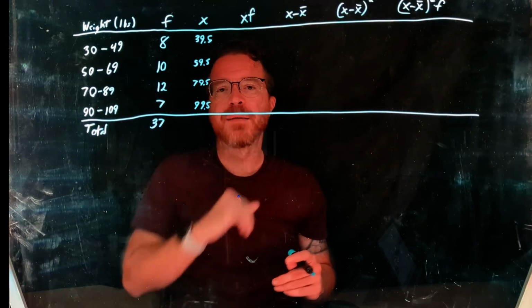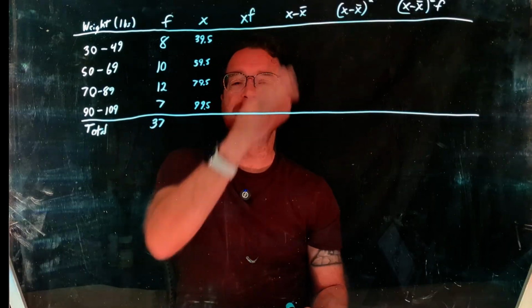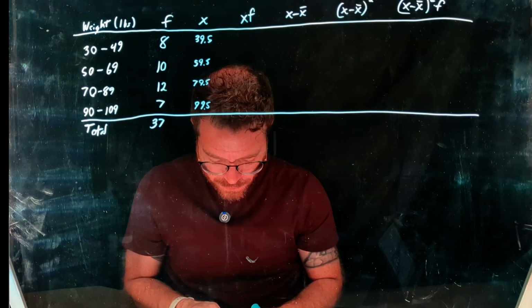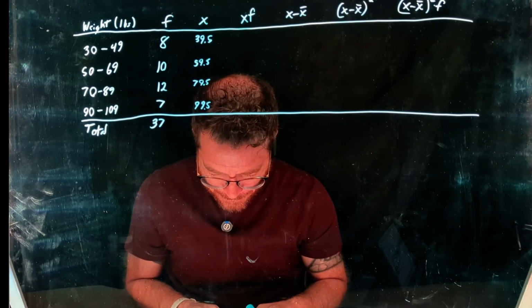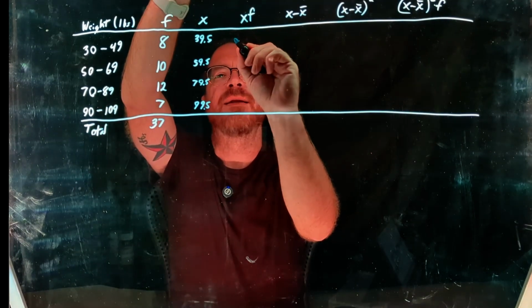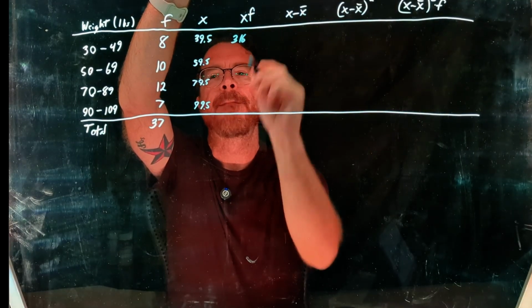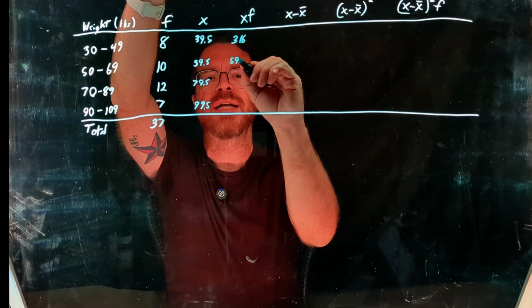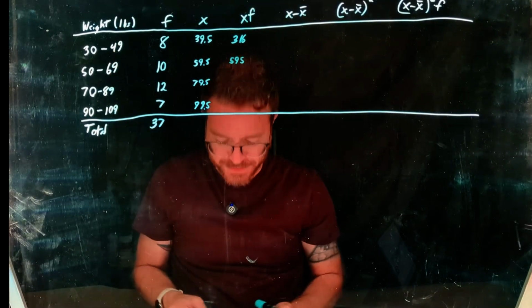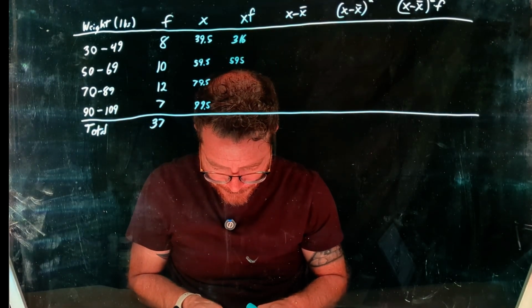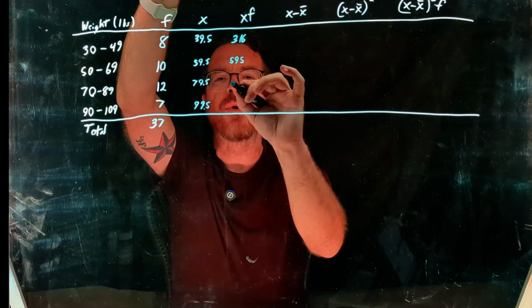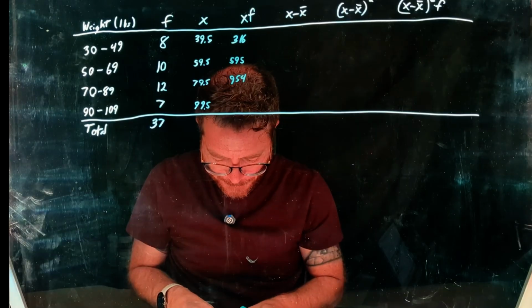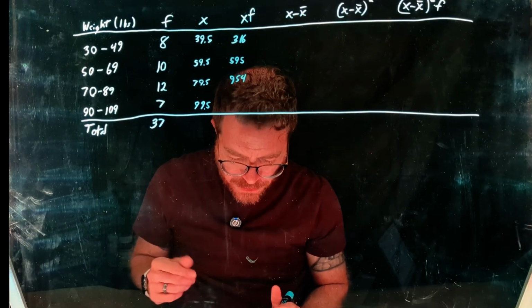So you'll notice the next column in our table, we have our midpoint times our frequency. So we're going to do that for each of these. So 8 times 39.5, we get 316. And then we have 10 times 59.5, so this is going to be 595. Then we have 12 times 79.5. This is going to be 954. And we have 7 times 99.5, which is going to be 696.5.